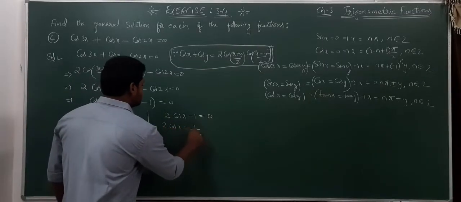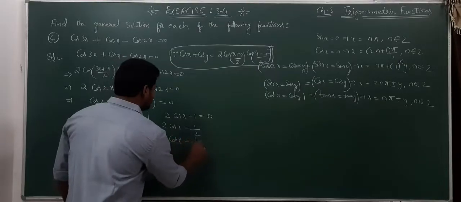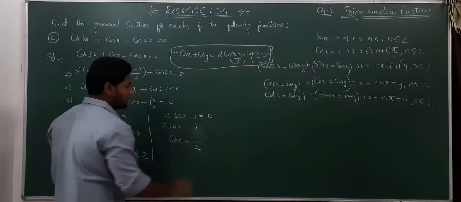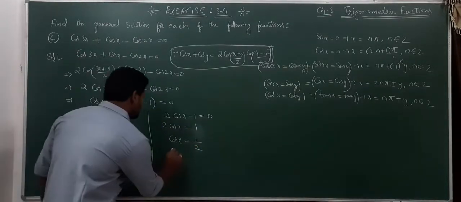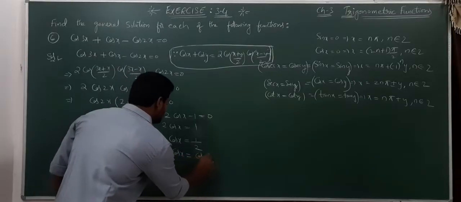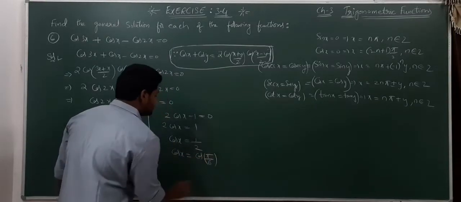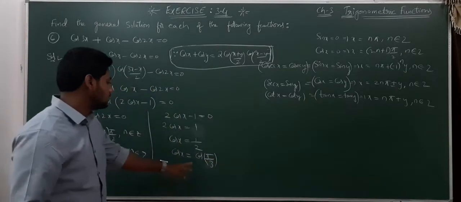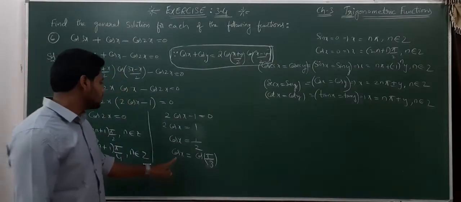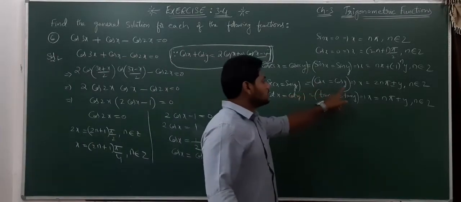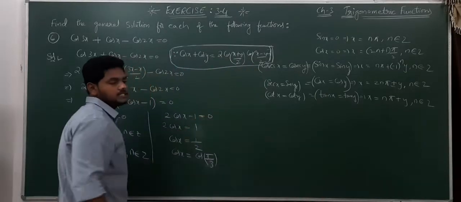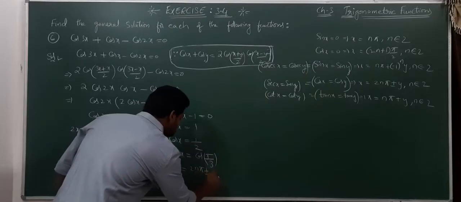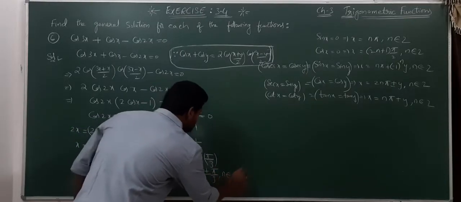2 cos x equal to 1, cos x is equal to 1 by 2. So here cos x is equal to 1 by 2, I will write this as cos x equal to cos pi by 3. Can I write like this? 1 by 2 is nothing but cos 60, cos pi by 3. Now if you observe, this is in the form of cos x equal to cos y. Then x is equal to what? 2n pi plus or minus y. Therefore x is equal to 2n pi plus or minus pi by 3, n belongs to Z.